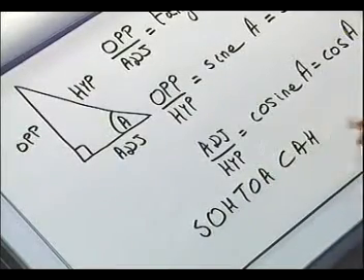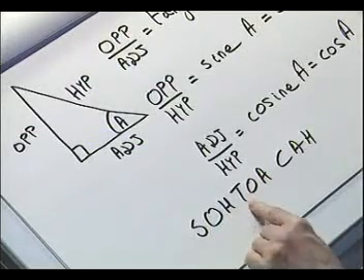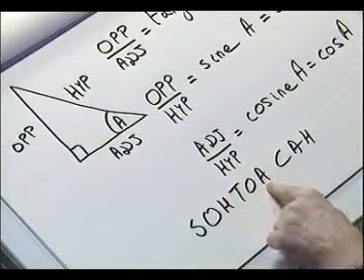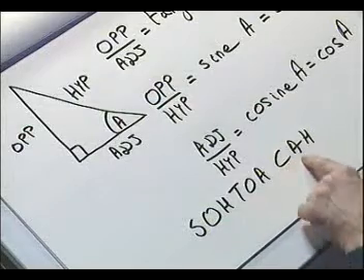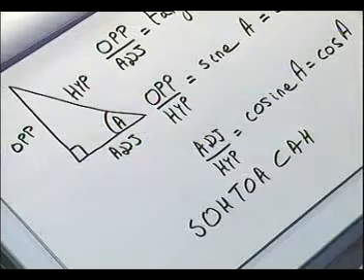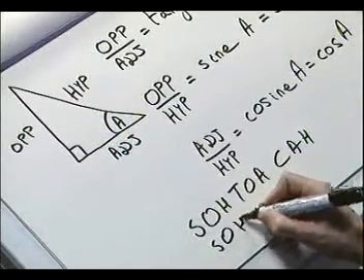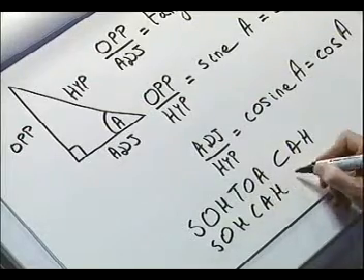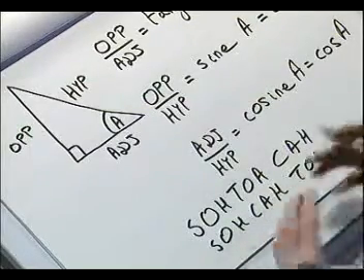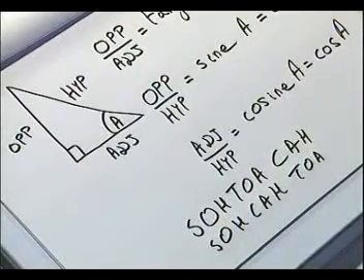SOH CAH TOA. Sine is opposite over hypotenuse, tangent is opposite over adjacent, and cosine is adjacent over hypotenuse. SOH CAH TOA. Some people remember it as SOH TOA CAH, simply changing the syllables around. Still means the same thing.